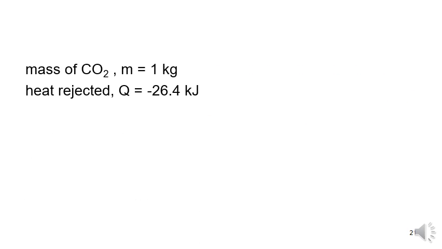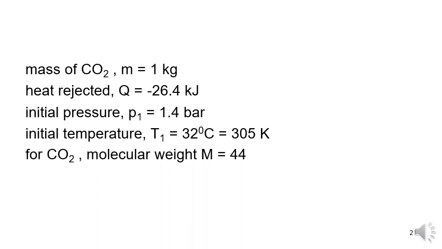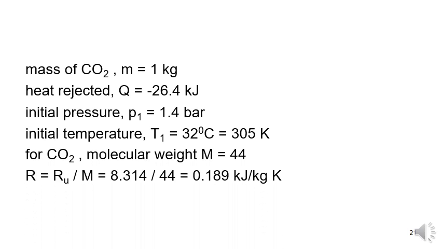Given data: mass 1 kg, heat rejected, so Q is equal to minus 26.4 kilojoules. Initial pressure P1 is 1.4 bar, T1 is 32 degrees centigrade. Here they didn't give the R value, but they gave that the gas is CO2. So R is equal to Ru by M. R is the gas constant, which they didn't give, so we have to write it.